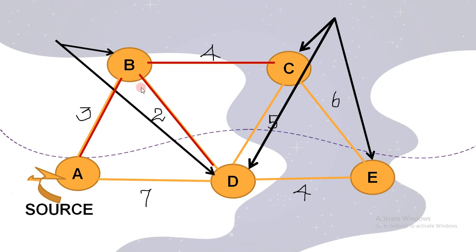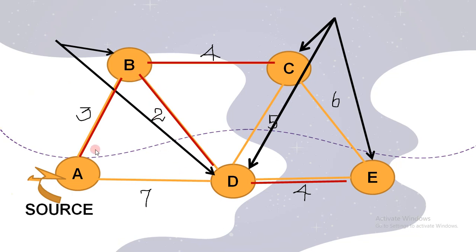Now, as far as C is concerned, the fringe vertices are D and E. D is already connected to the source, and now E is to be connected by the shortest distance from A. Via C, the distance happens to be 3 plus 2, 5, 5 plus 5, 10, 10 plus 6, 16. And via D, the distance could also be 3 plus 2, 5, 5 plus 4, 9. Therefore, this is chosen. Now every other vertex is connected.